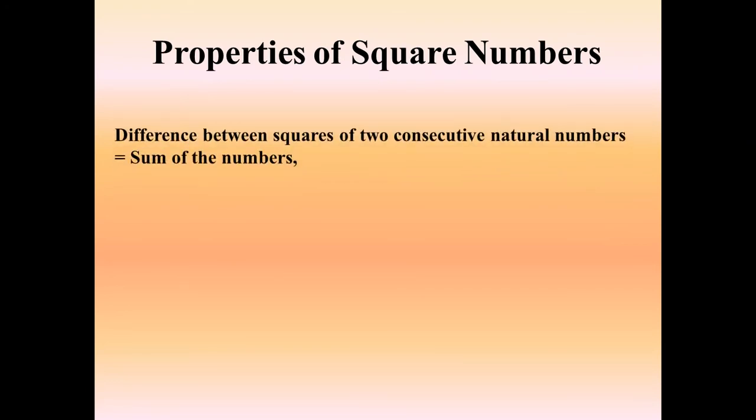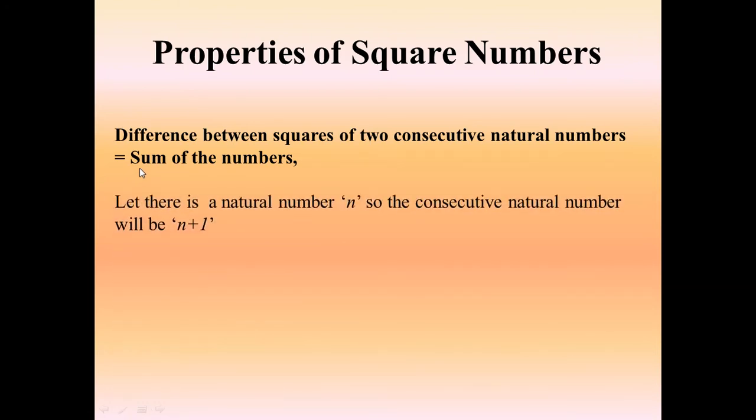Now another very important and very fascinating property regarding the square of the numbers. Suppose you calculate the difference between the squares of two consecutive natural numbers, then that difference is actually the sum of the numbers themselves. For example, let there be a natural number n. So what will be the consecutive natural number? It will be n plus 1.